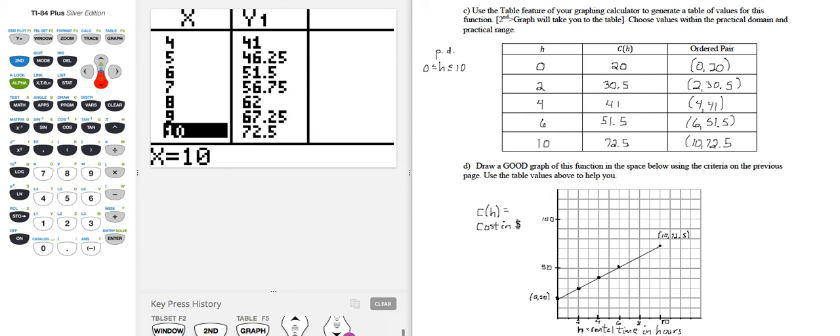So your good graph of the function should look something pretty close to what I've drawn here. We have our vertical axis labeled with the name and the units. Our horizontal axis is labeled with the name and the units. Our tick marks are labeled. I've actually plotted all of the points from the table and labeled a couple of them here. Notice the line does not extend past the value of 10 for input because that would be outside of the practical domain. So take a look at your graph and make any corrections that you need to, but what you have should look a lot like what I've drawn here.